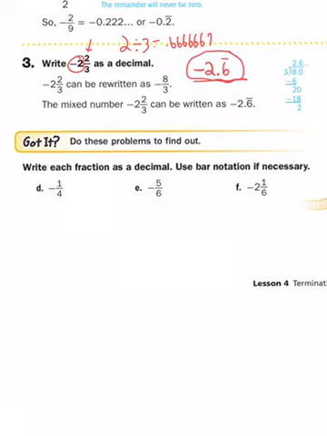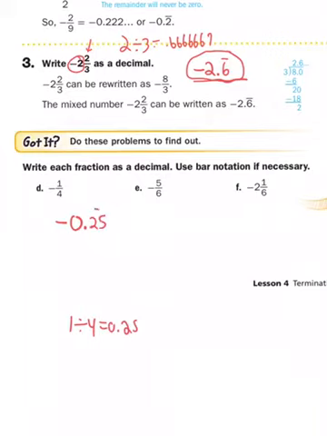Okay, let's see how you did. So first one in D, -1/4. I'm going to start, so I don't forget it, by writing my -0 point. And if you do 1 divided by 4, you get 0.25. Because it's not a repeater, this is just -0.25. That's what you should have.